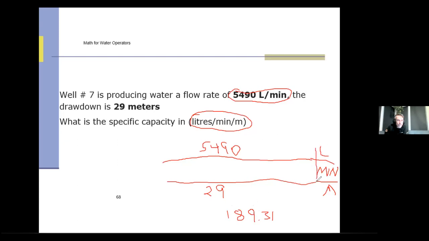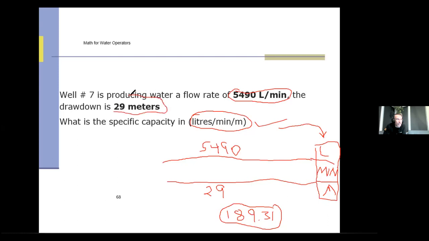The answer is already here. The units in your question are there, and it makes it really simple to figure out where you've got to put things. You know 5490 liters a minute over 29 meters will get you this answer here. So always think about it that way. Use the answer, what they're asking for, put it here. Draw those lines back and look in your question.